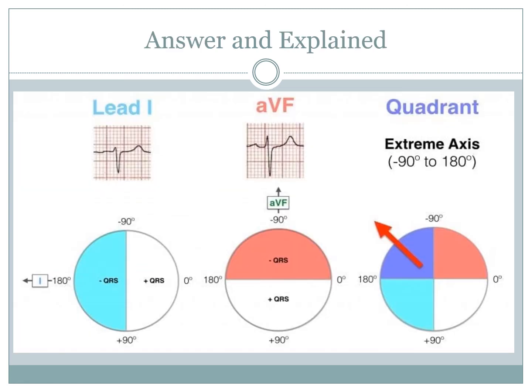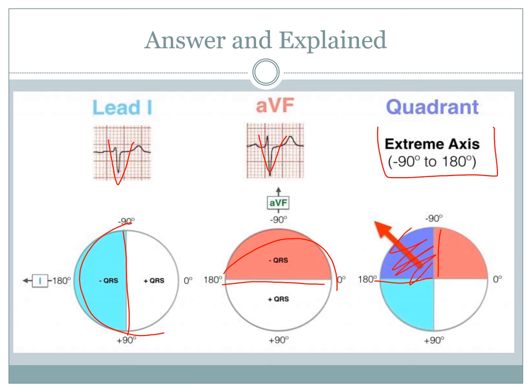Now this one here, hopefully you picked up straight away, has a negative deflection in lead 1 and AVF. So that puts us in the left hand quadrant and the upper quadrant, giving us an overlap in negative 90 to 180, which is extreme axis deviation.